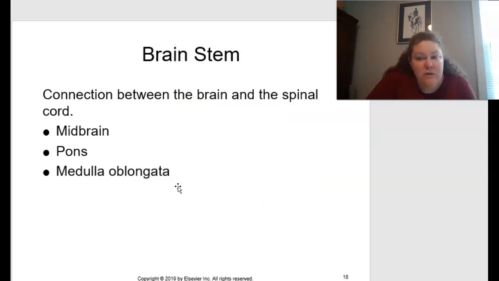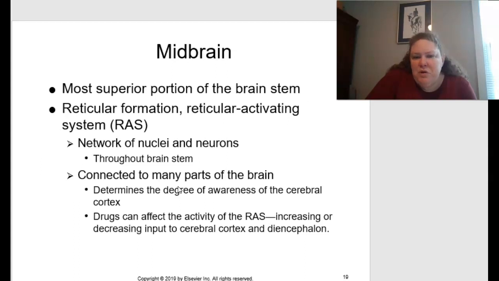Well, our brain stem is also very important, and this is the connection that is located between the brain and the spinal cord. And the brain stem is composed of the midbrain, the pons, and the medulla oblongata. The midbrain is the most superior, or like highest, right, area of the brainstem, and this has a reticular formation and reticular activating system, otherwise abbreviated as RAS. And this is the network of nuclei and neurons. And this is going to be found throughout the brain stem, those nuclei and the neurons.